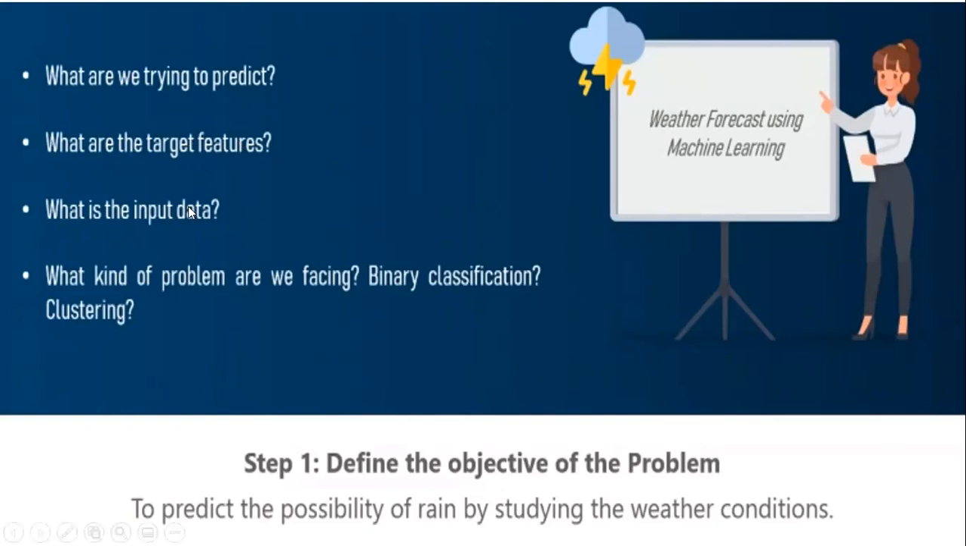So input data means the number of cases, the number of people tested, the number of people going for vaccination, and other factors we will take. That is called the input variable. Based on this, we are going to predict the target variable, the number of cases.